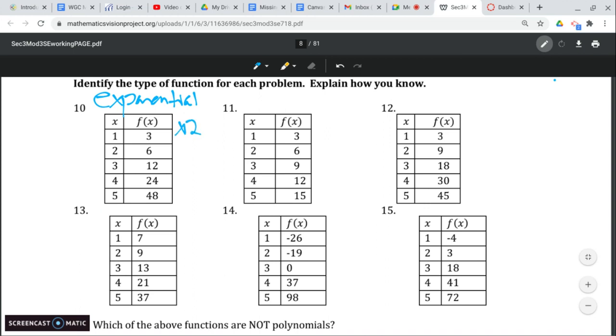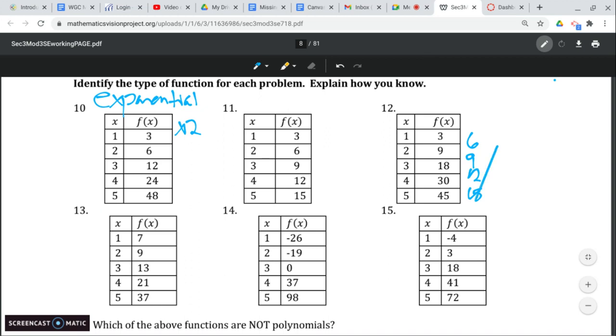All right, the next one we're going to look at is number 12. So we're going from 3 to 9, which is 6. 9 to 18, which is 9. 18 to 30, which is 12. 30 to 45, which is 15. Are these all the same? Nope. So let's look at the second differences.